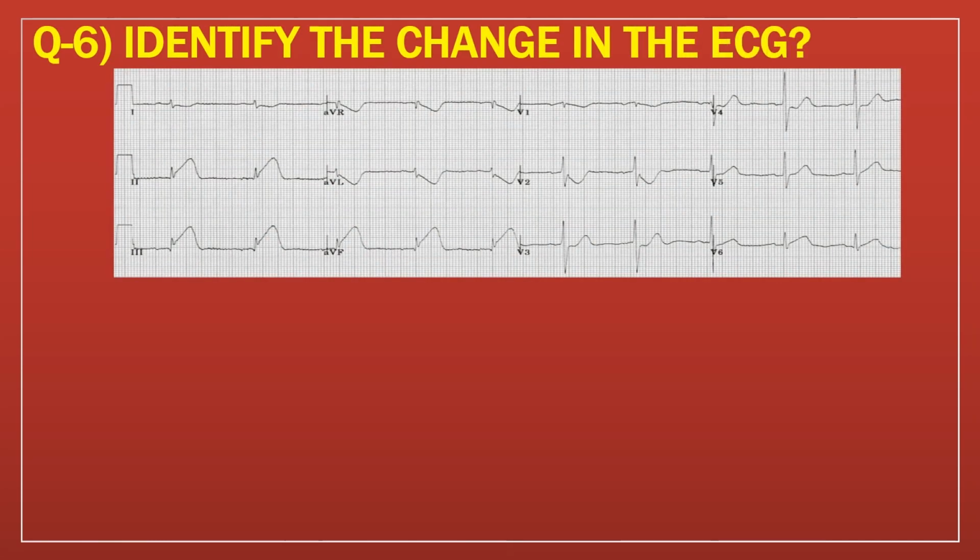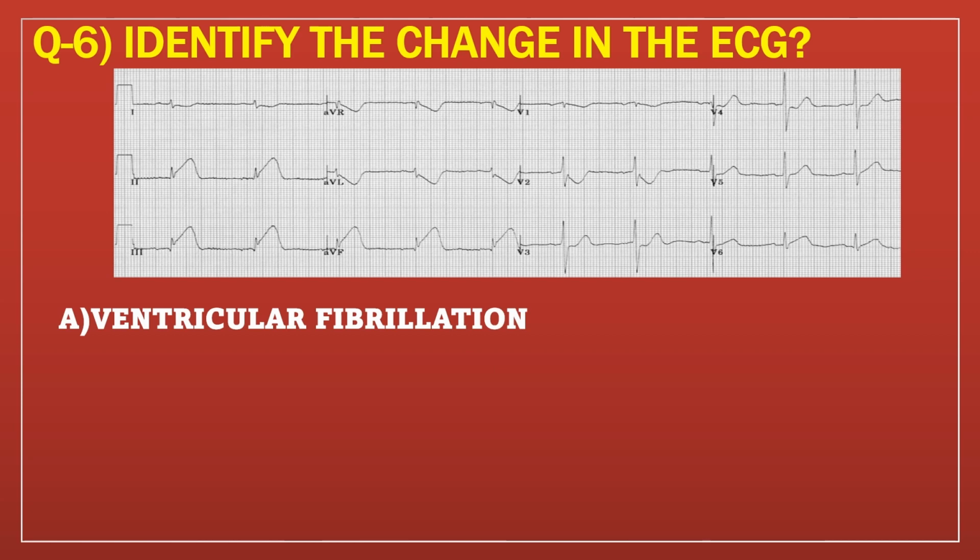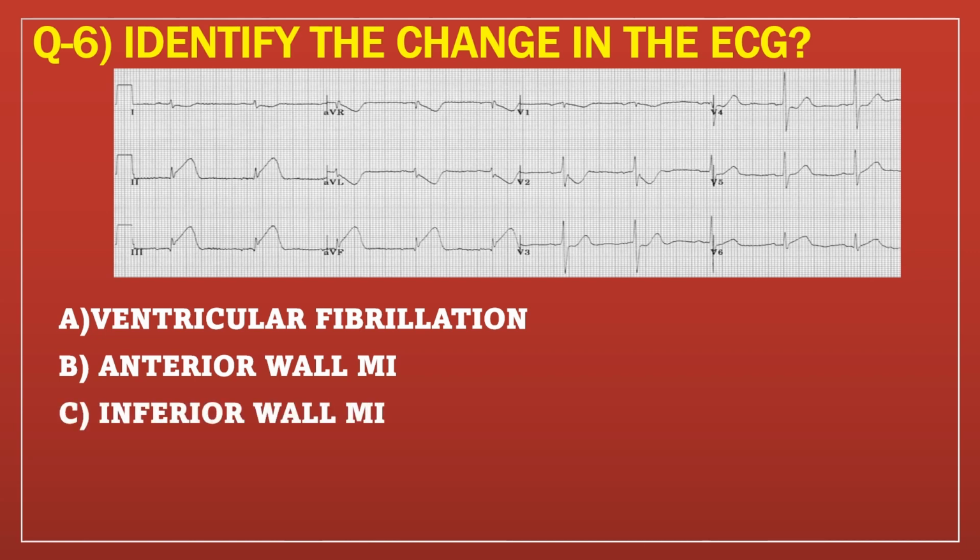Question number 6. Identify the change in the ECG. Option A. Ventricular fibrillation. Option B. Anterior wall MI. Option C. Inferior wall MI. And option D. Lateral wall MI. And the correct answer is inferior wall MI.